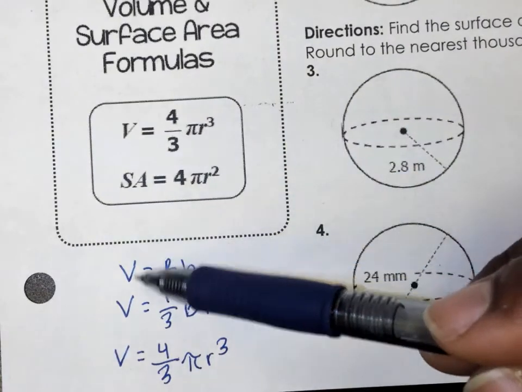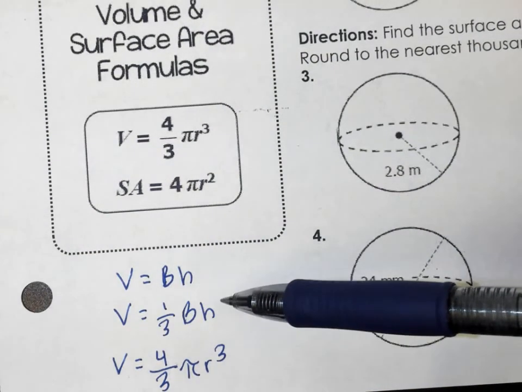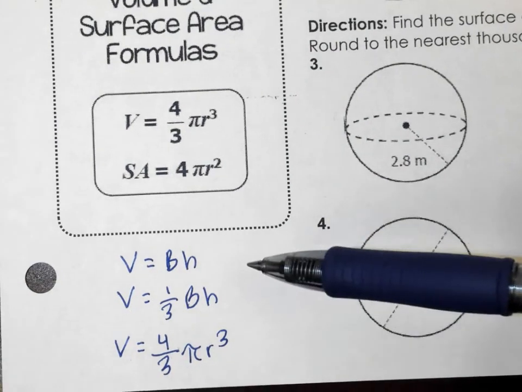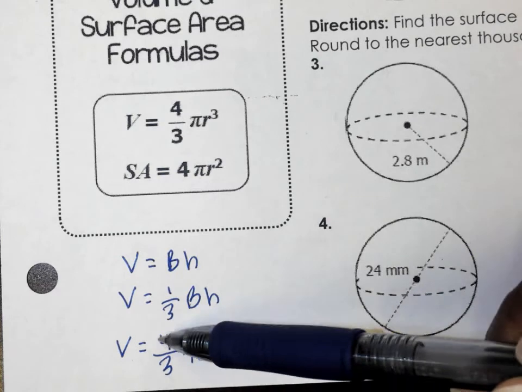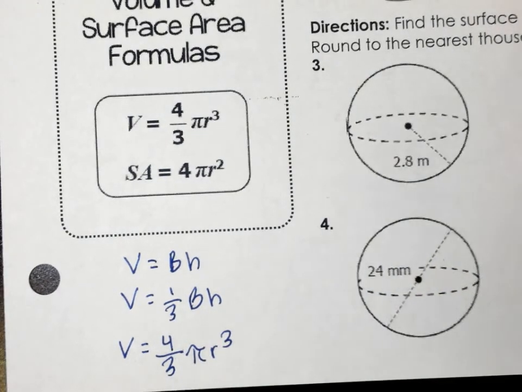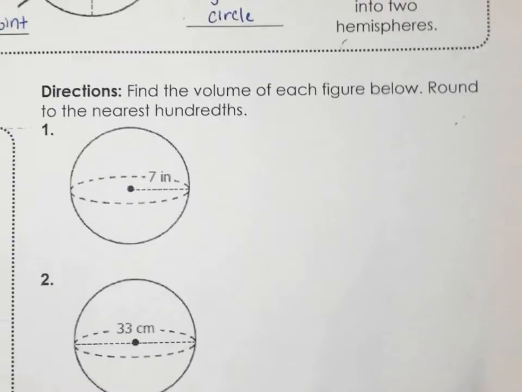But y'all should know this first one, capital B times H, is for prisms and cylinders. Y'all should know the second one, 1/3 capital B times H, is for your pyramids and cones, which y'all just got finished doing. And then you should know this one here now, it's for a sphere. Those are the only ones you're going to be given. None of the surface area stuff will be given to you.